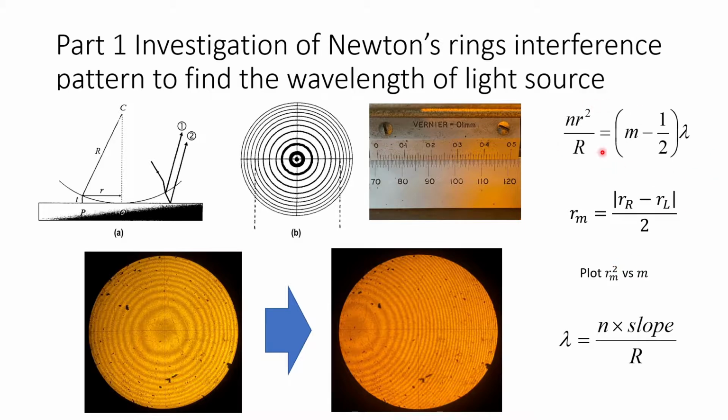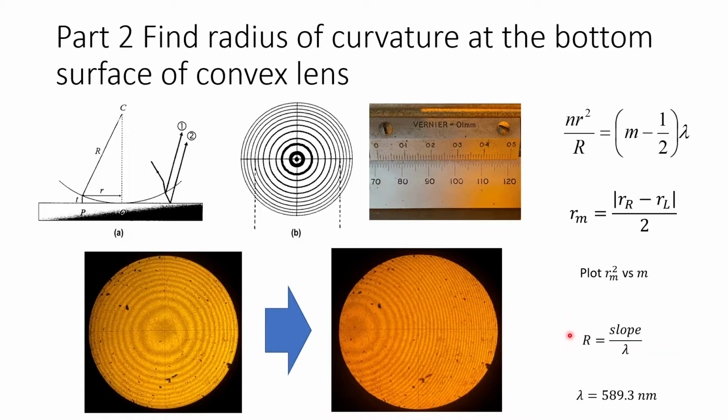Then based on theory, you want to square this. So plot m squared versus m, where m is the order at which you observe the fringes. And from the slope of this graph, you can calculate the wavelength of the source, where n equals 1, because you're looking at air being the intermediate medium. Okay, so lambda would be slope divided by r. In this part, you're given r, so you use that r to calculate the lambda.